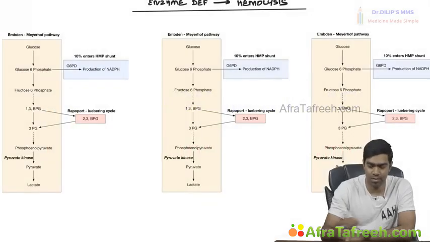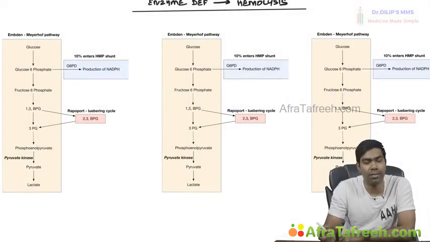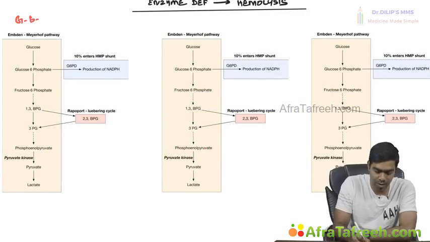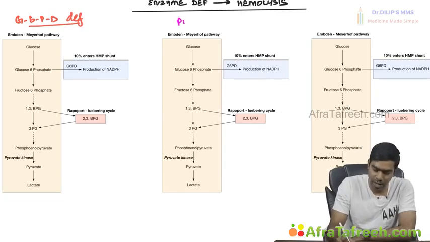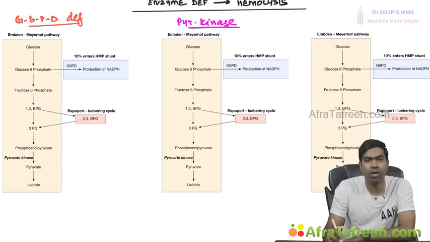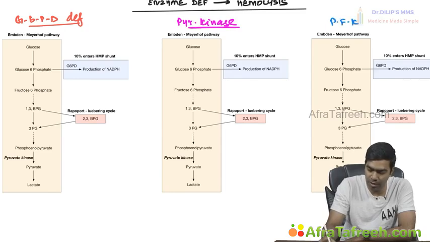We have seen about various membrane defects causing hemolysis, but in this section we are going to see certain enzyme deficiencies that can cause hemolysis. So the first and the most important enzyme deficiency that can cause hemolysis is the ever important G6PD deficiency. The second one that is important is the pyruvate kinase deficiency. And the third one that is important is something called a phosphofructokinase deficiency.